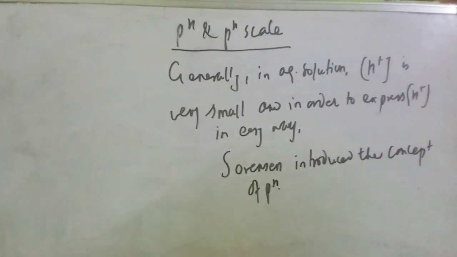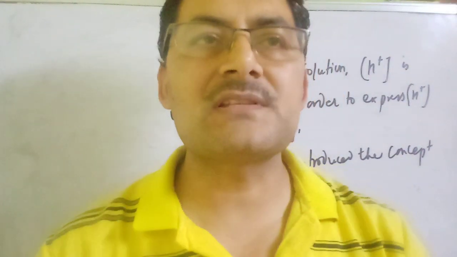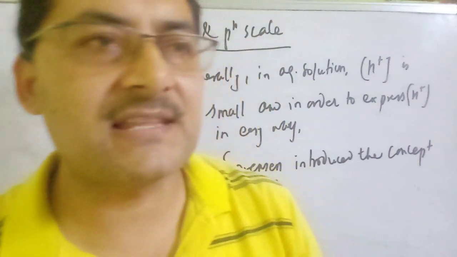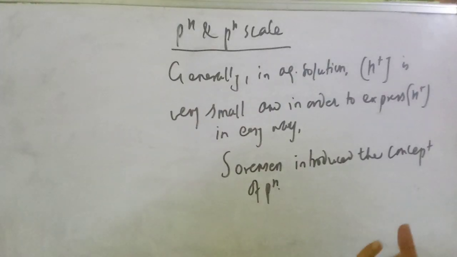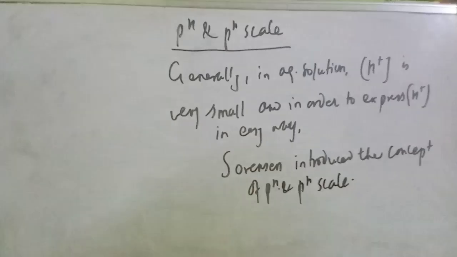Generally, in aqueous solution, the H+ ion concentration will be very low, and it is difficult to measure its value. So how to express the hydrogen ion concentration was solved by the scientist Sorensen. Sorensen introduced the term pH, the concept of pH and the pH scale.